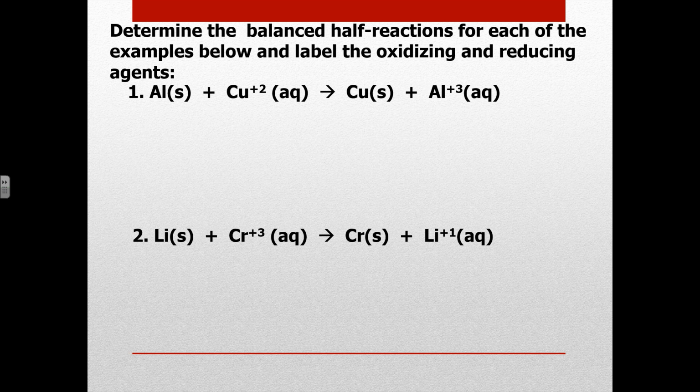So determine the balanced half reactions for each of the examples below and label the oxidizing and reducing agents. Why don't you pause, try these, and then turn it back on and get your answers.